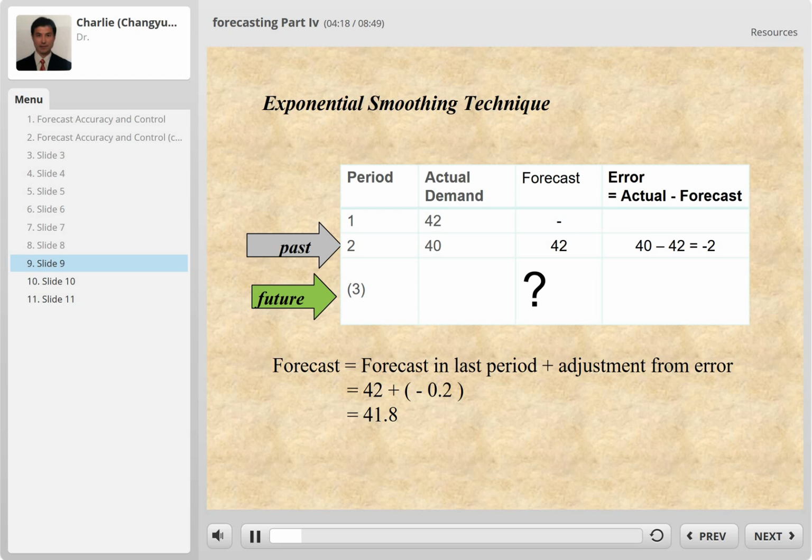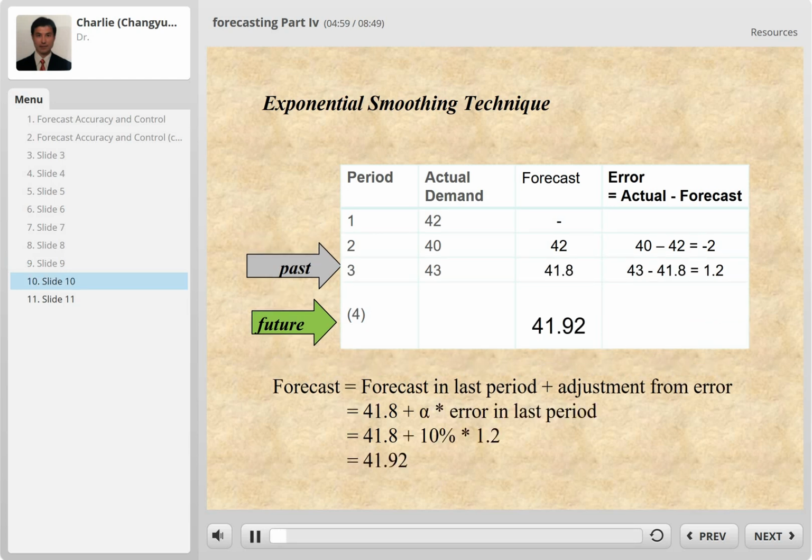Our forecasting for period 3 now is very simple. It is the forecast in the last period, which is 42, plus the adjustment from error. What do we get from the adjustment from error? In the last slide, we found it was negative 0.2. So 42 plus negative 0.2 equals 41.8. That is our forecast for period 3.